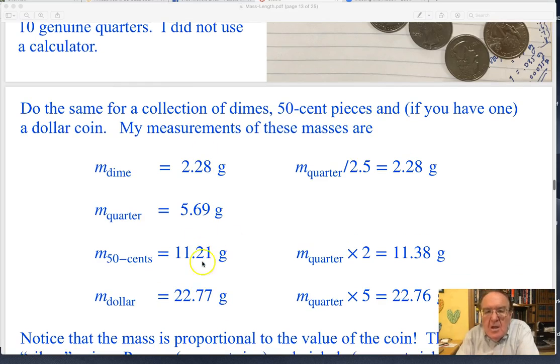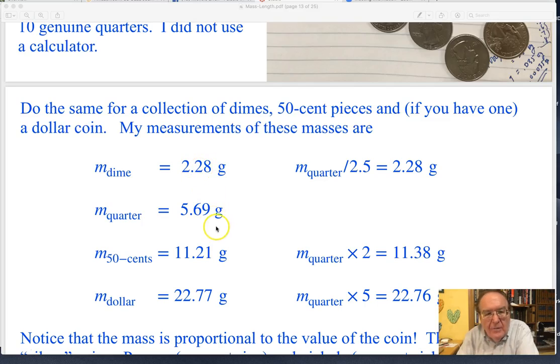If you take, for example, the dime, it's worth 2.5 times less than a quarter. So if you take the mass of a quarter and divide by 2.5, you get 2.28 grams, which is just the average mass of the dimes I had to measure.